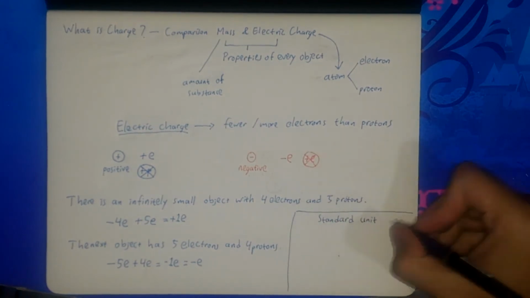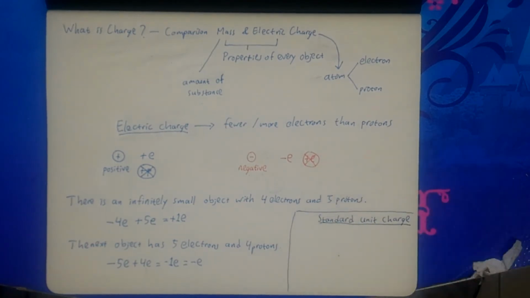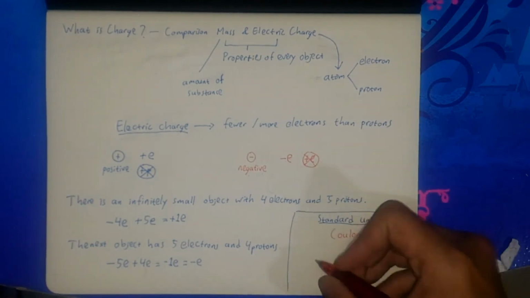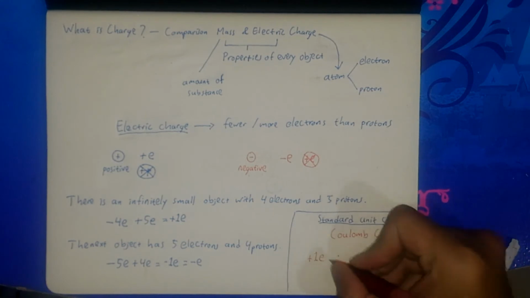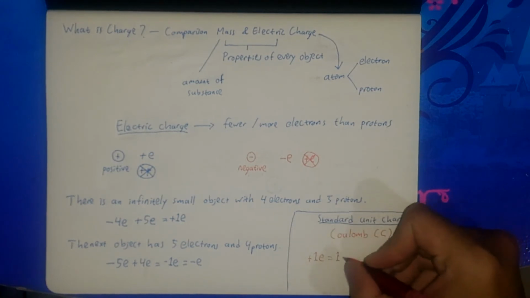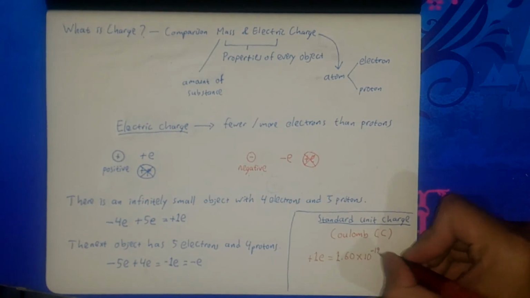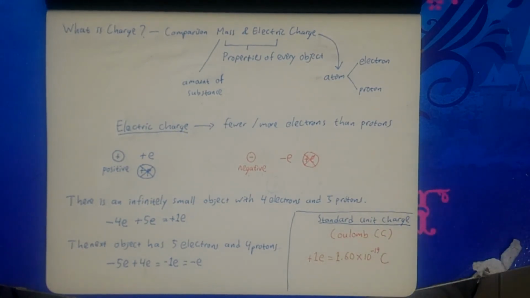Now the standard unit for electric charge that we will use from this point forward is called the coulomb, or just C for short. The conversion factor is that positive 1e equals positive 1.60 times 10 to the negative 19 coulomb. Another thing we need to remember is that this number is also called the fundamental unit of charge. Why? Because this number represents the charge of 1 electron or 1 proton.